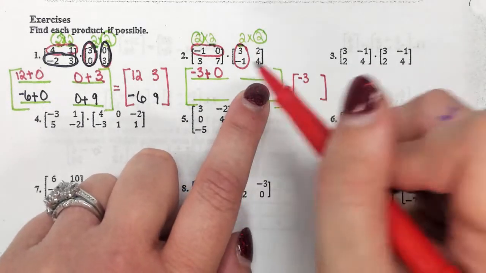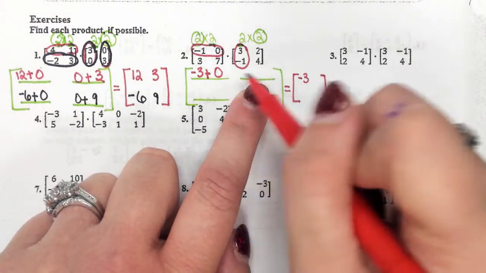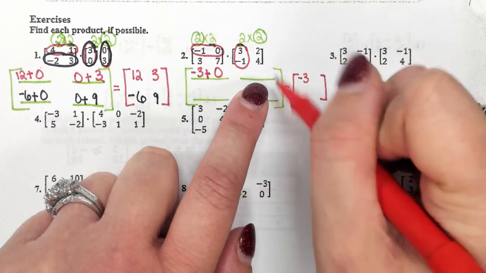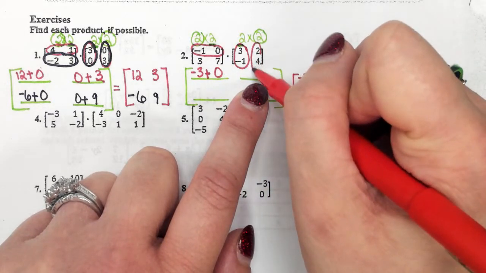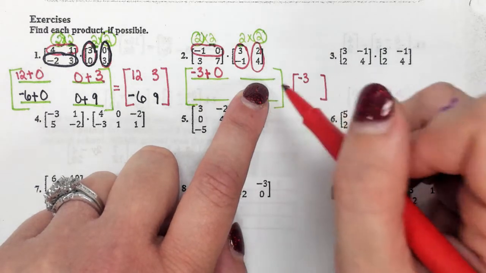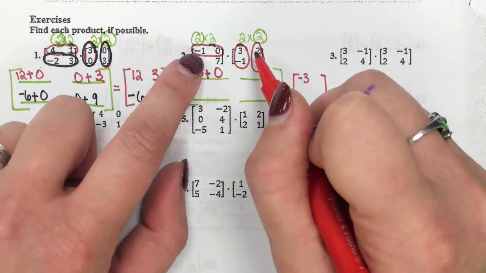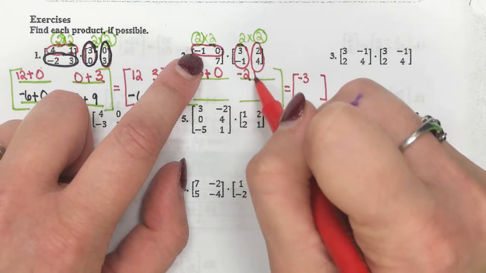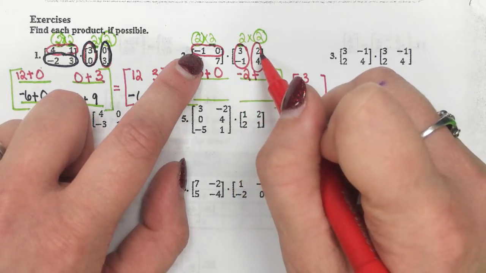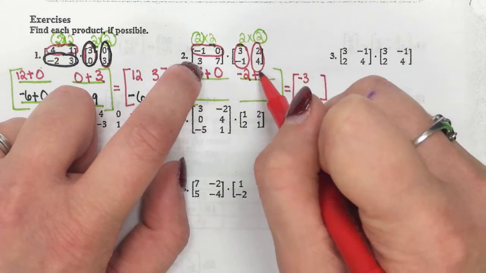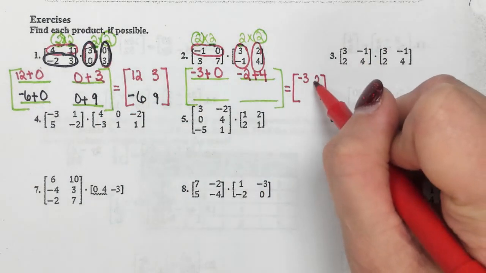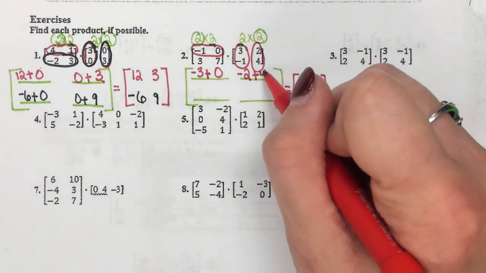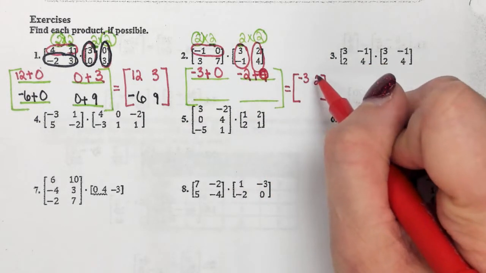Alright, here we go. First row, so we're going to multiply negative 1 and 0. And this one is in the last column, so we're going to do 2 and 4. Alright, multiply the first two numbers. Negative 1 times 2 is negative 2. And then 0 times 4 is 0. Add them together. Oh, negative 2. Oops. Sorry.